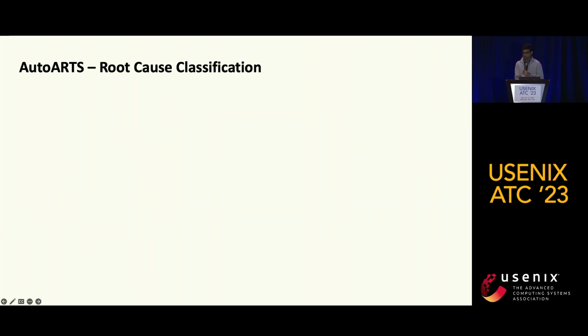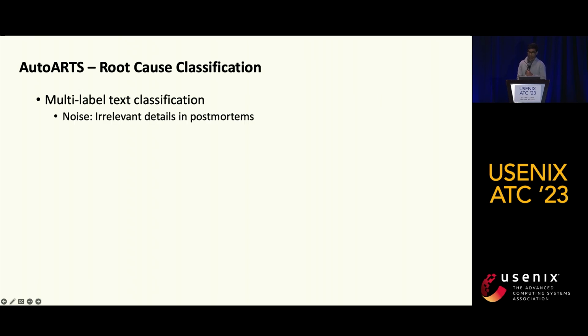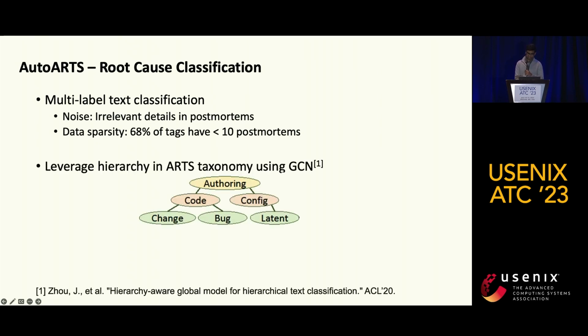The first task in AutoARTS is root cause classification. Since we want to identify all the contributing factors from the ARTS taxonomy, this is a multi-label text classification problem. Now, there are several challenges in identifying all the contributing factors, such as noise. Many irrelevant details are present in the postmortem, and data sparsity. Over 68% of our root cause tags have less than 10 reports labeled with them. To address this issue, we leverage the structure of the taxonomy, which can help share knowledge between tags that have the same parent in the taxonomy using a graph convolutional network. And we leverage an existing framework called HiAGM for hierarchical text classification.